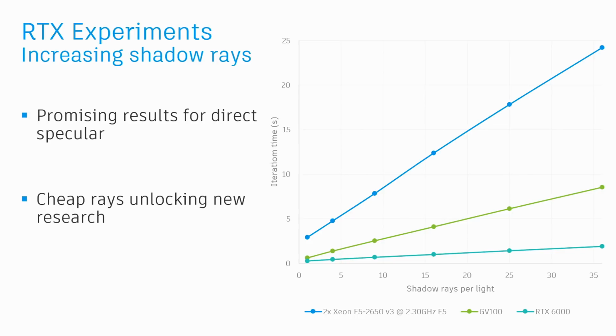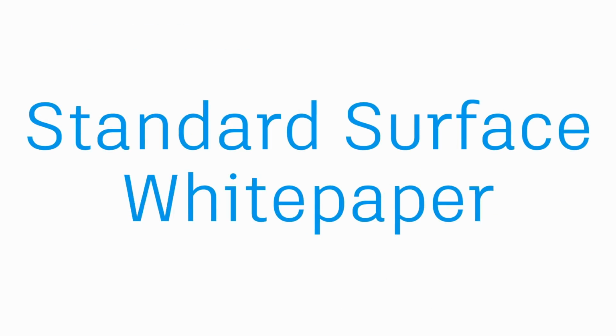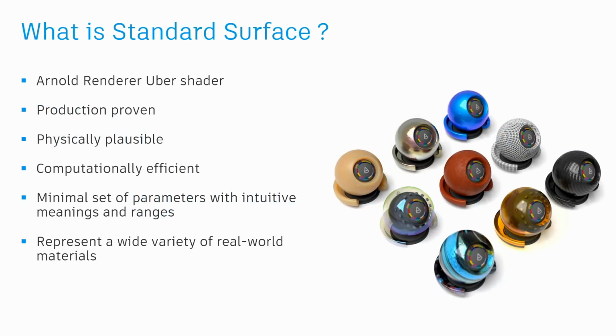Which brings me to my next topic. Today, we are announcing that we are publishing the specification of the Arnold standard surface material. So what is the standard surface? The standard surface is the Arnold renderer's Uber shader. It's our main shader that we use for most of our surfaces. It is production proven. It is physically plausible. We try to make it computationally efficient.